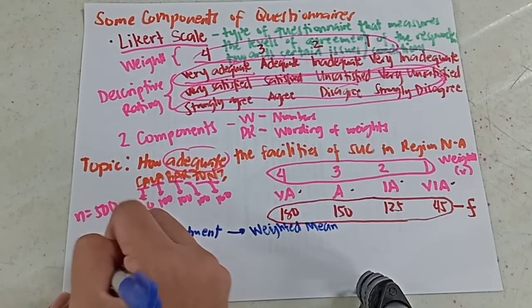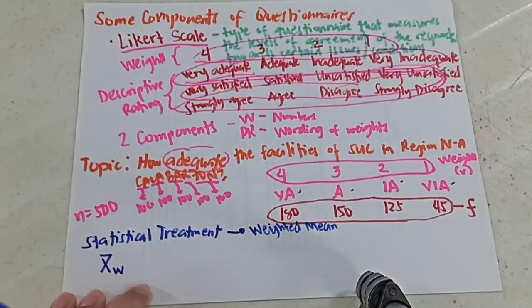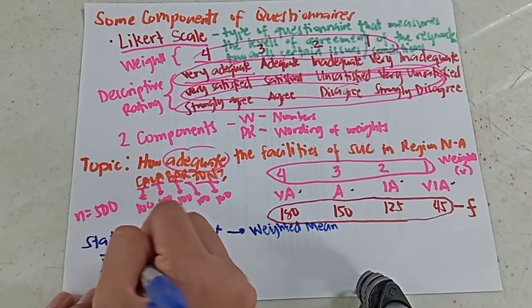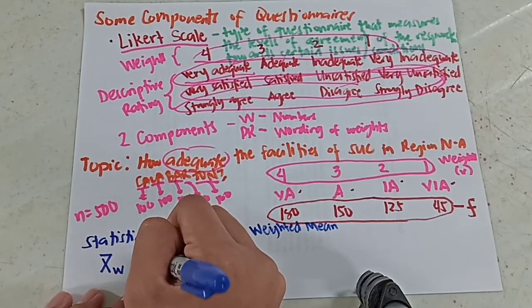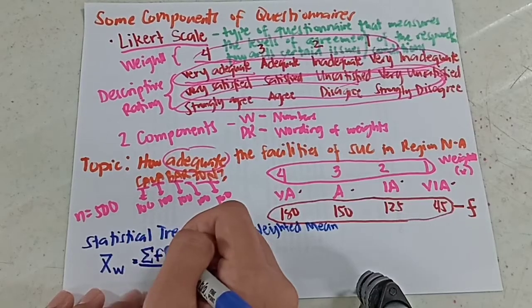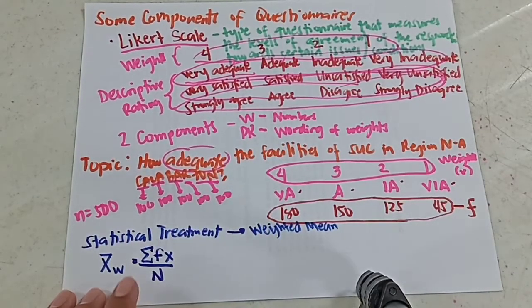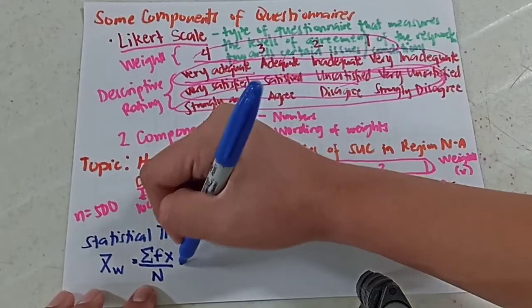This one signifies the weighted mean. The weighted mean is equal to the summation of the frequency multiplied by the weights, over the number of respondents or the population. So that is how we can get the weighted mean. So let us try to compute.